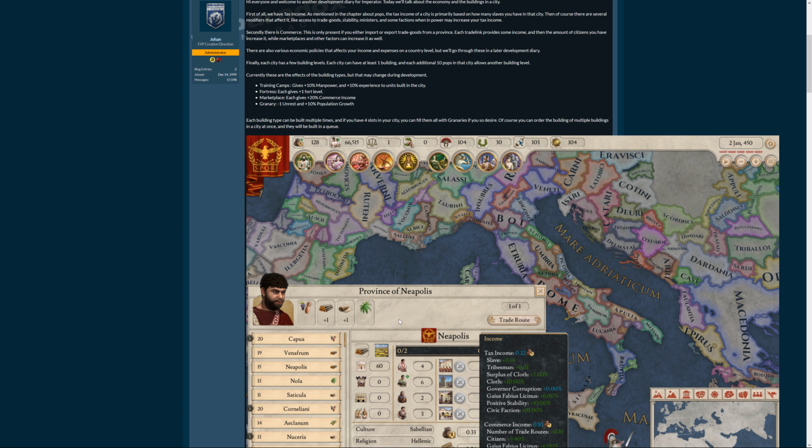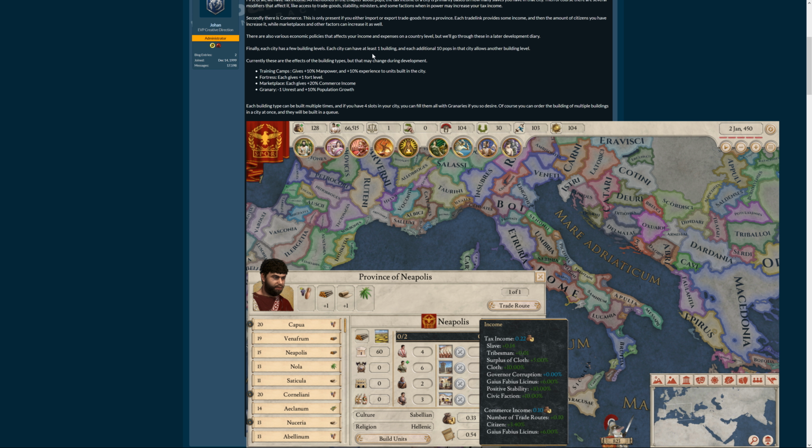So, finally, each city has a few building levels. Each city can have at least one building, and each additional 10 pops in that city allows another building level. This is a system that is close to the system in, for example, EU4, where you can unlock additional building slots through development. So here, that would be done with population, so not with development. That's a little different, but also makes a lot of sense. The pops would support that building.